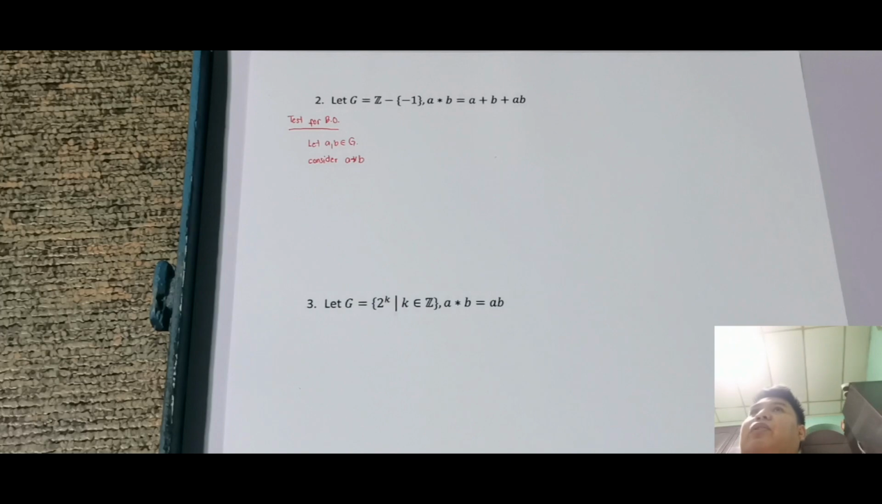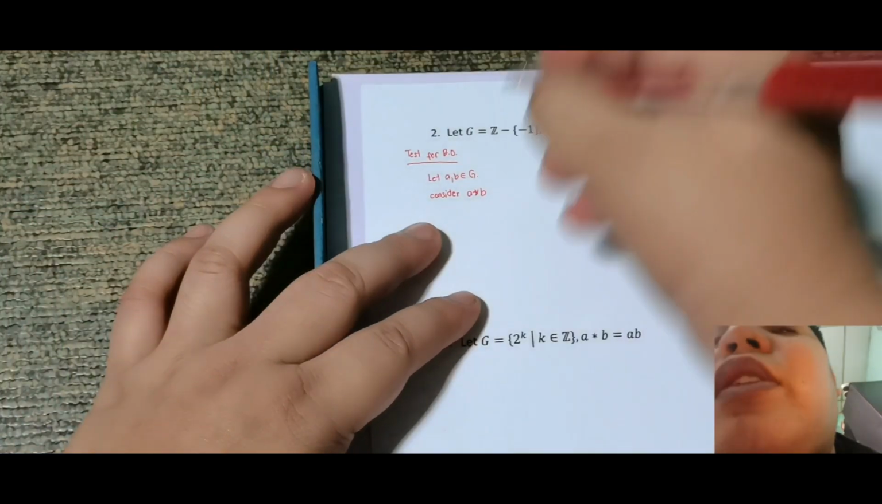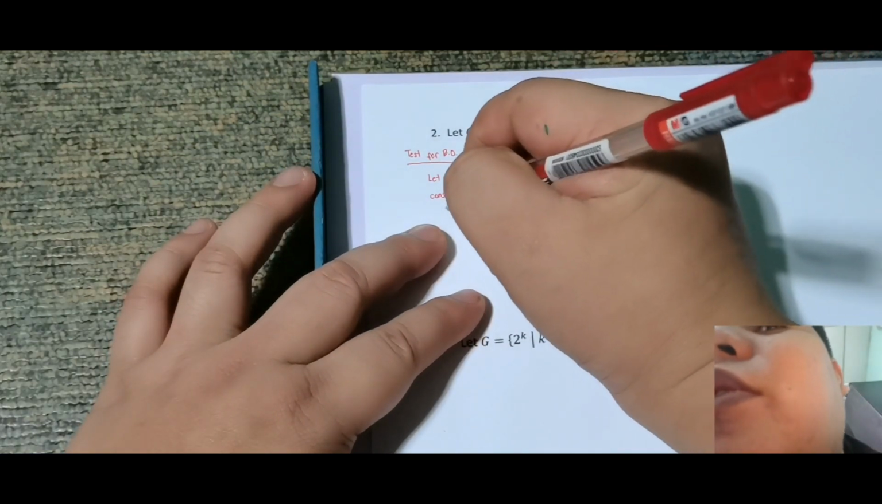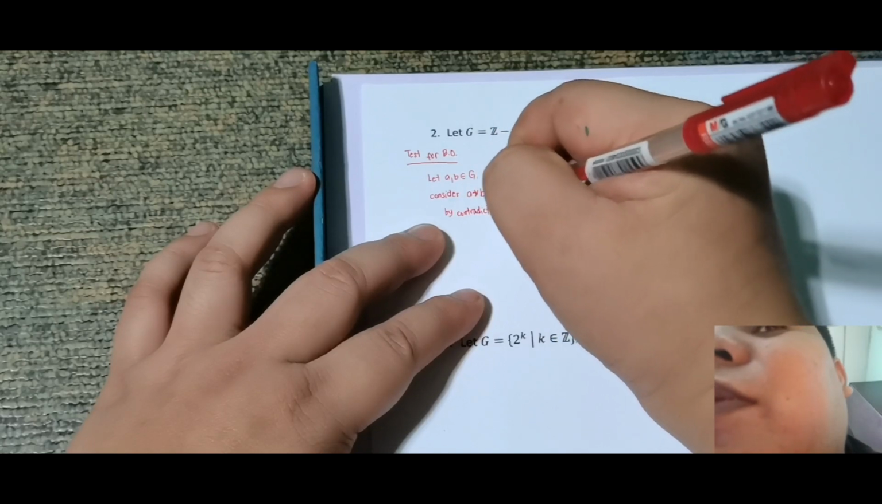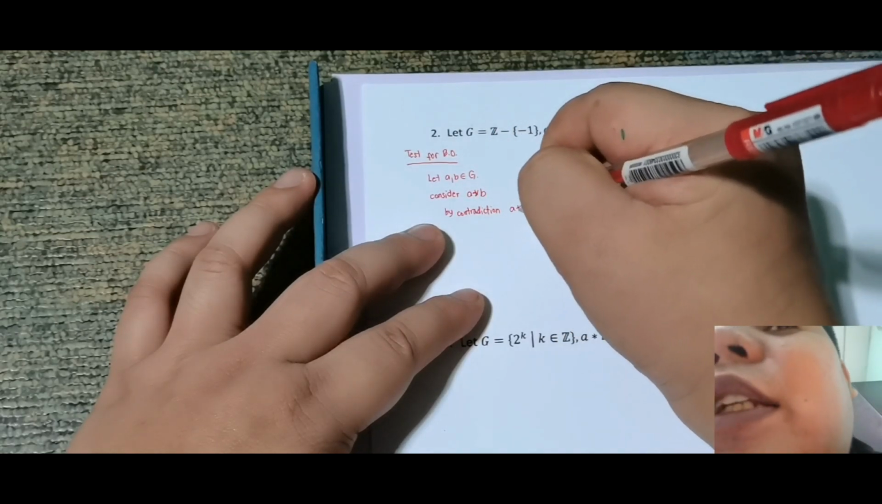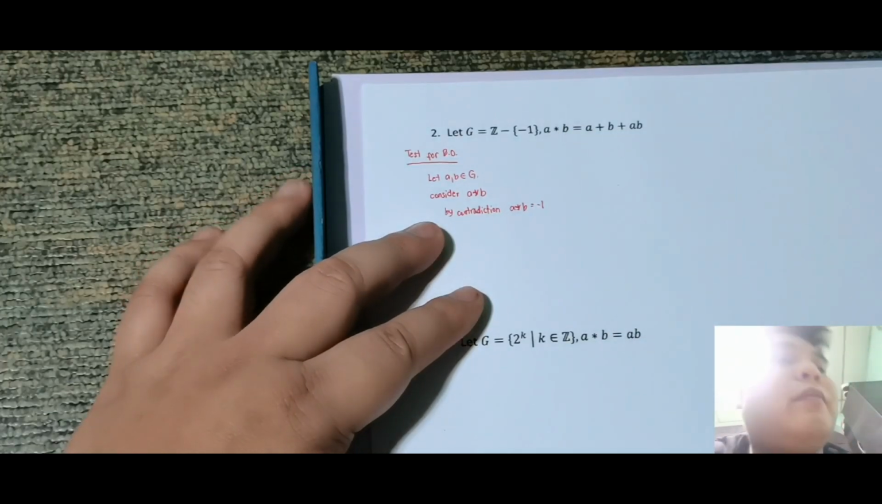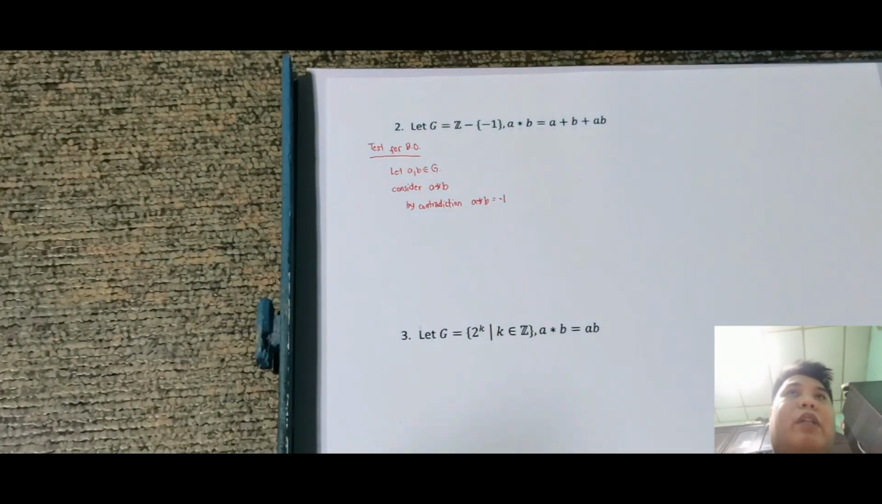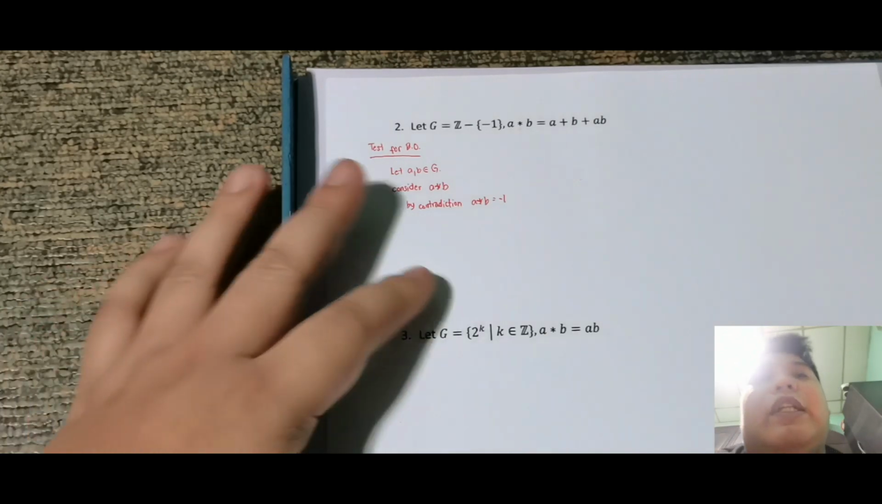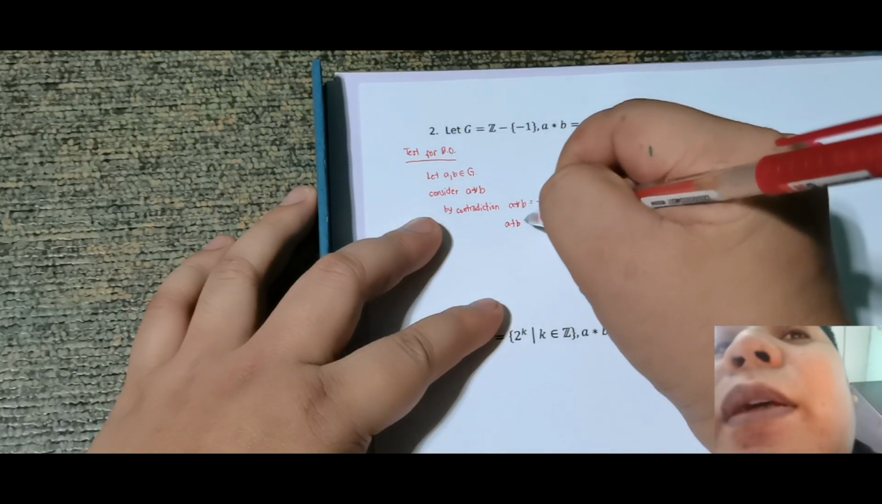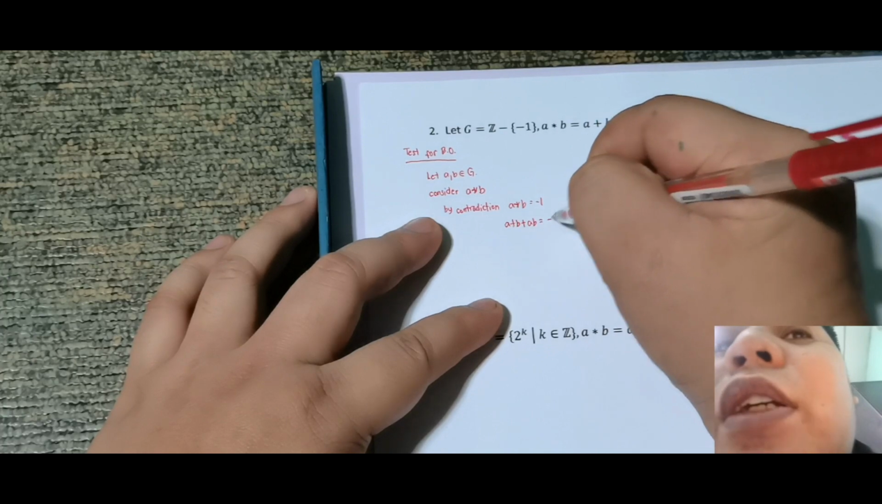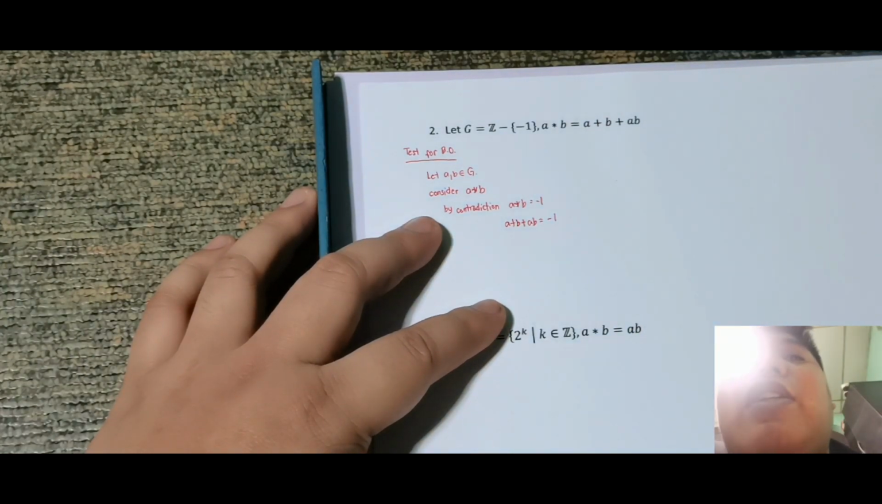Okay, naalala ko na paano ko i-show. Show natin siya by contradiction, parang sub-contradiction na siya sa loob. So suppose, by contradiction, assume that A asterisk B is equal to negative 1. Pag nagkaroon tayo ng certain condition na hindi pumayag, ibig sabihin hindi siya binary operation. By definition of binary operation, A plus B plus AB is equal to negative 1. We need to solve for the value of A lang.